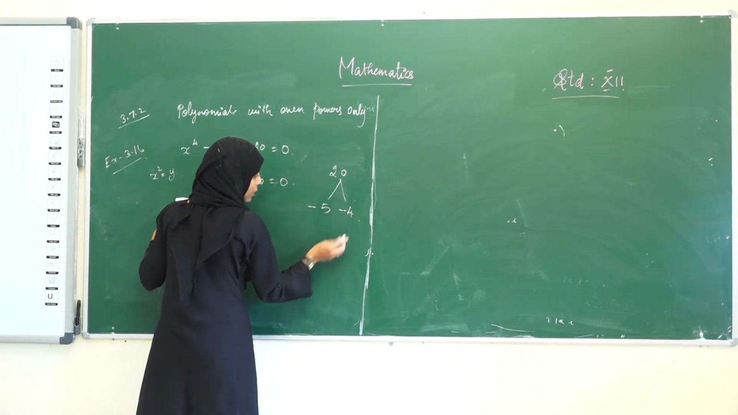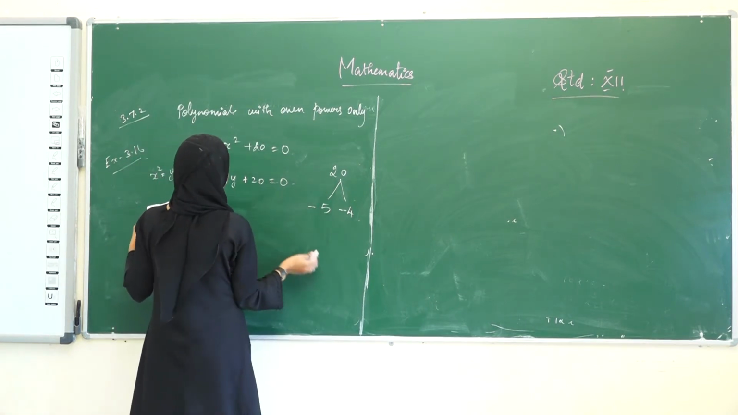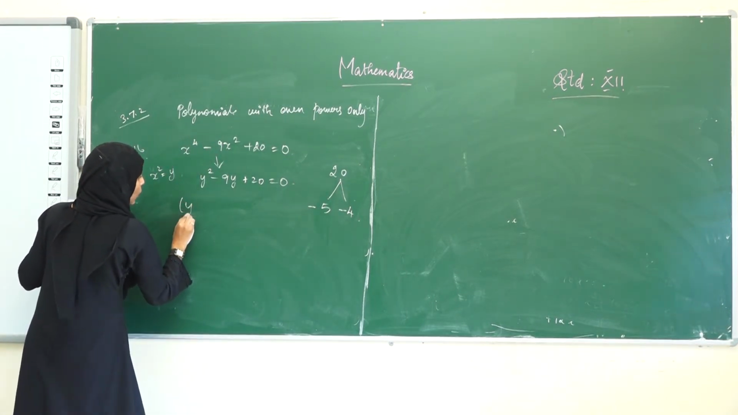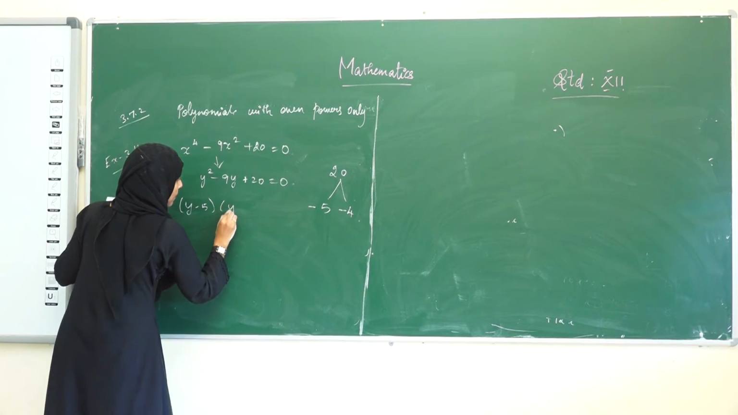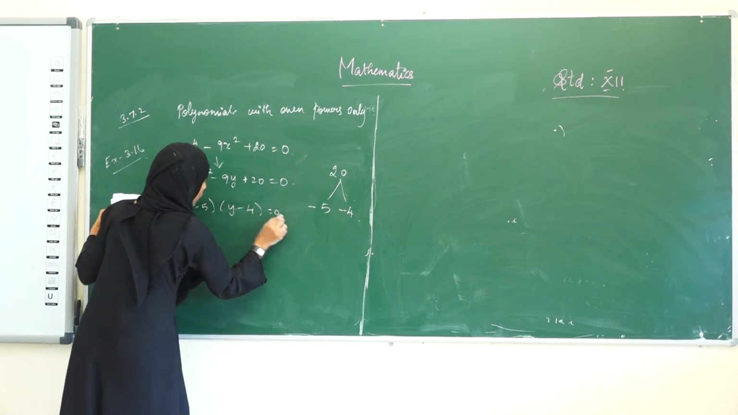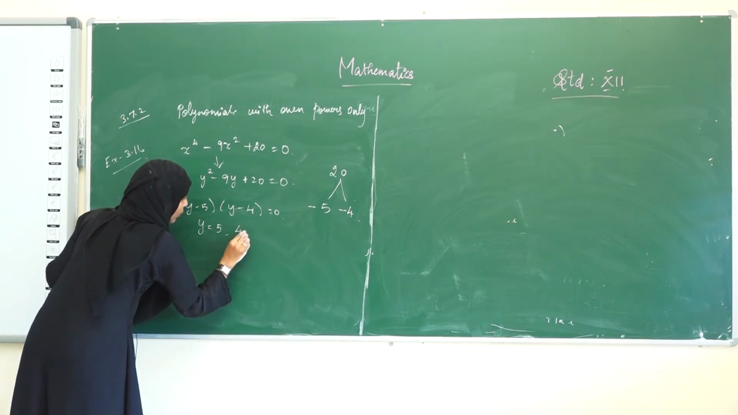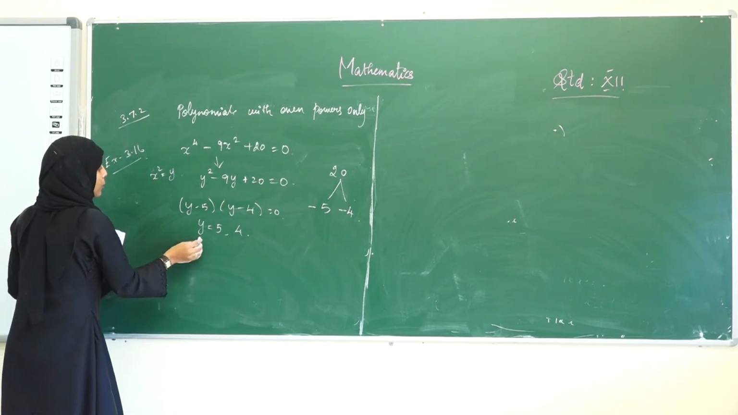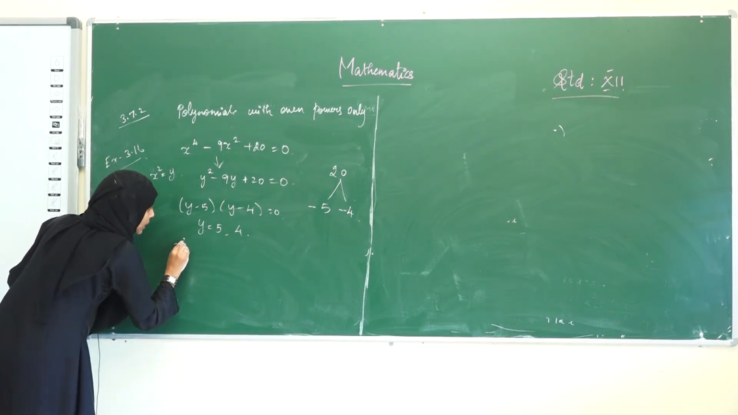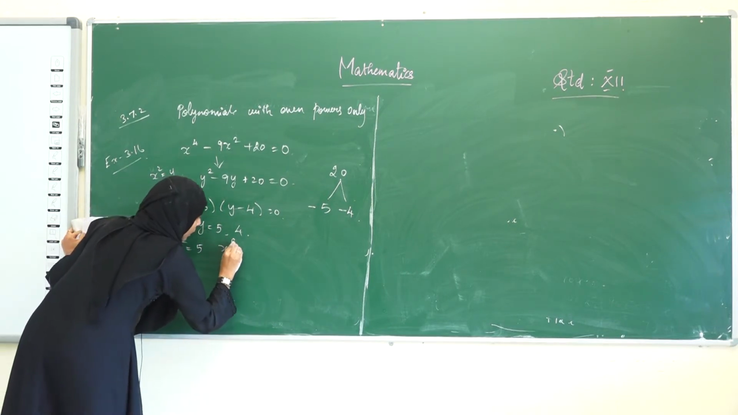Therefore, minus into minus is plus 20. Therefore the answer is (y minus 5) into (y minus 4) equal to 0. That is, y is equal to 5 and 4. See, we have substituted x square for y. Therefore, x square is equal to 5, x square is equal to 4.